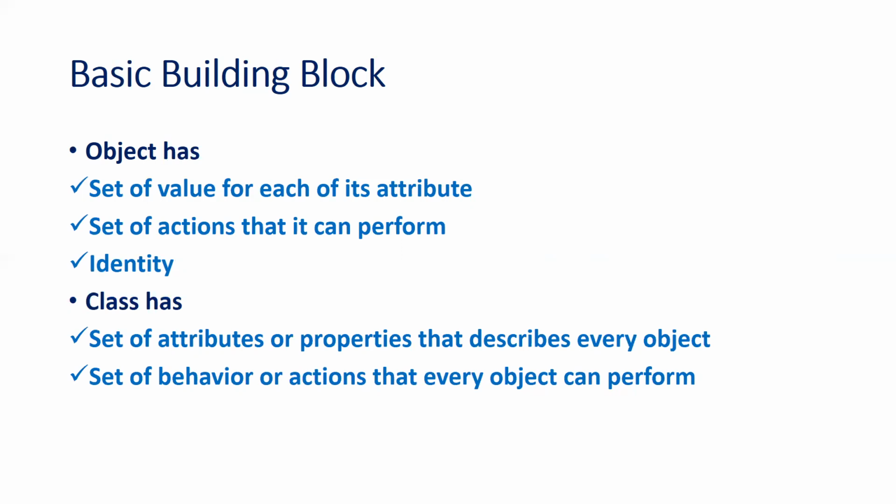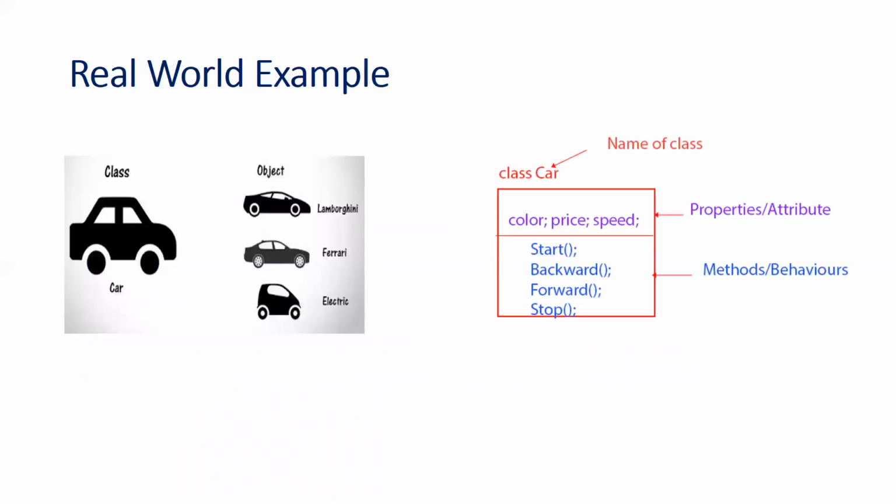Then a class has a set of attributes or properties that describes every object. These attributes, or features or properties, define the objects. A class also has a set of behaviors or actions that every object can perform. So let's see some real world examples.